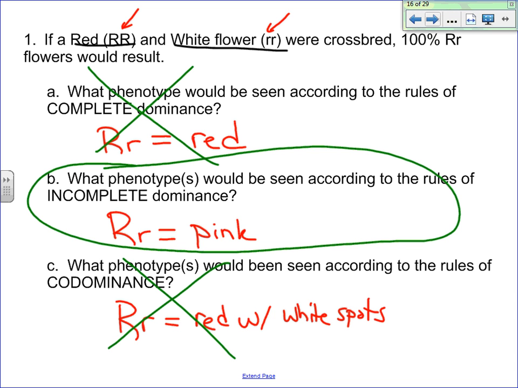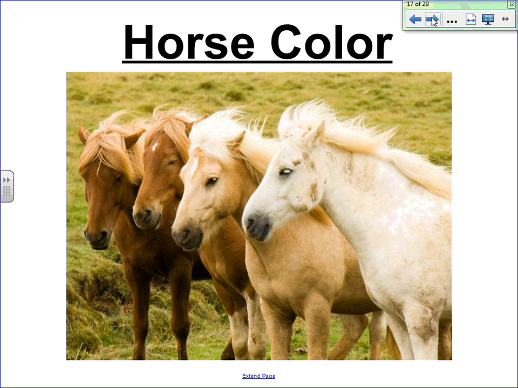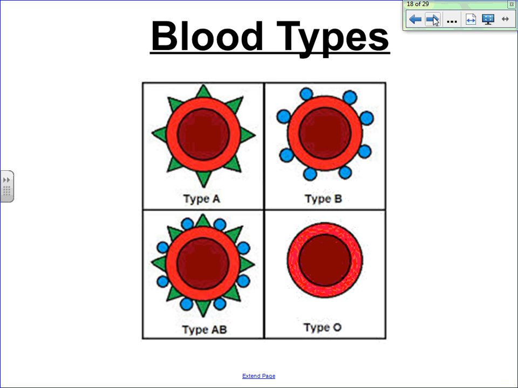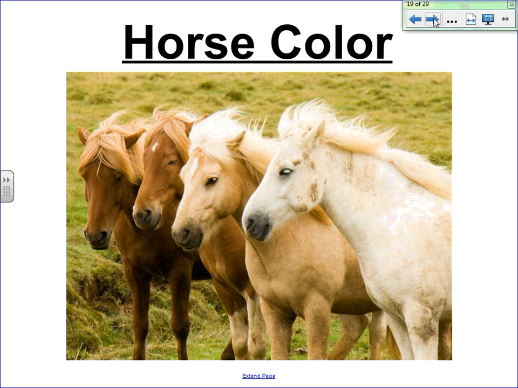So let's try these with a few more examples for clarity before you try some on your own. The two examples that we're going to look at are colors of horse fur, all right? And we're also going to look at some different blood types. People are really interested in blood types, so we're going to use that as one of our examples. All right, let's start off with horse color.